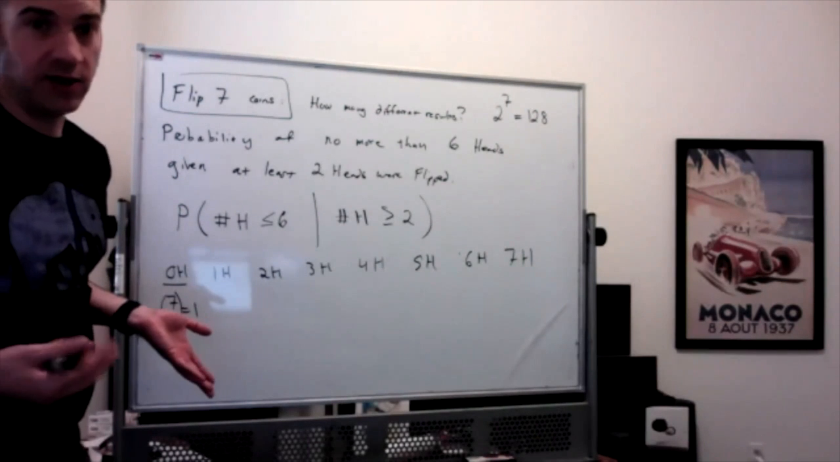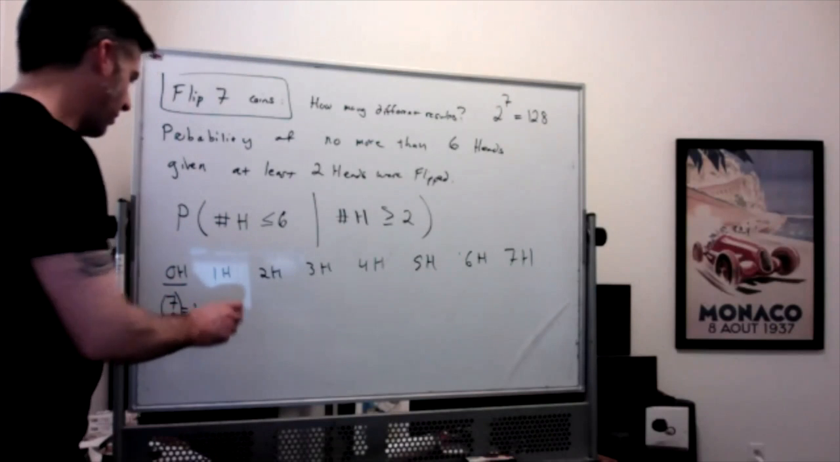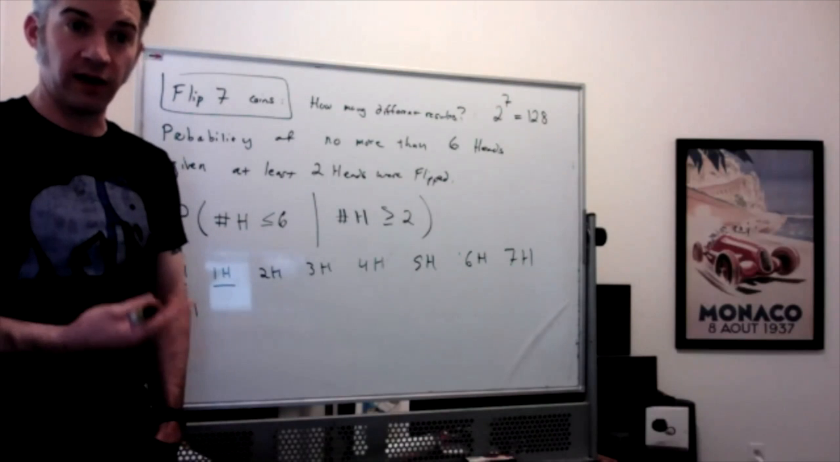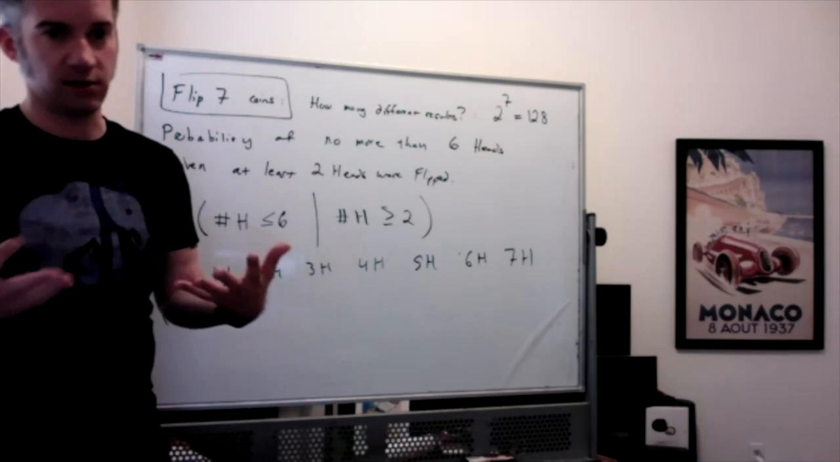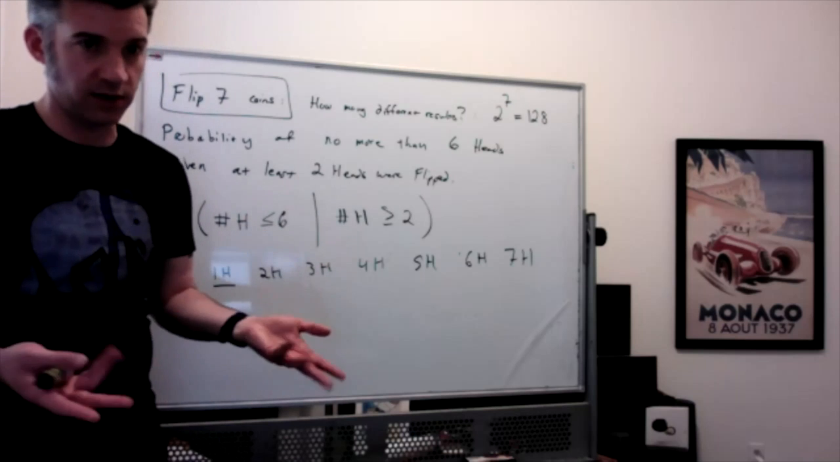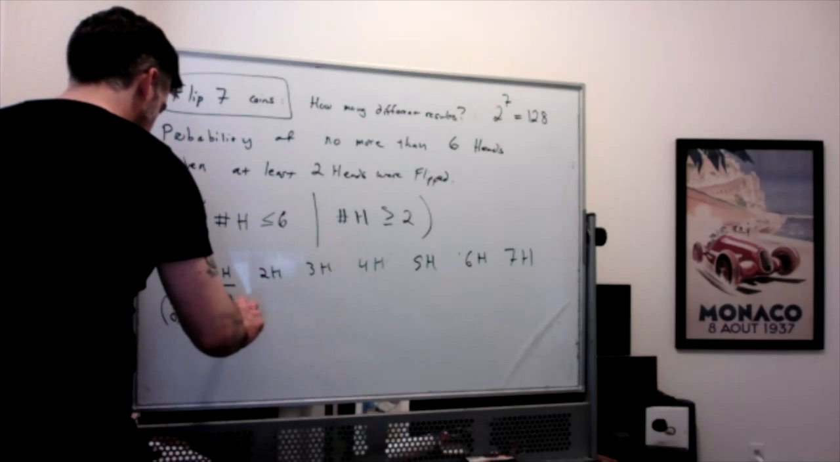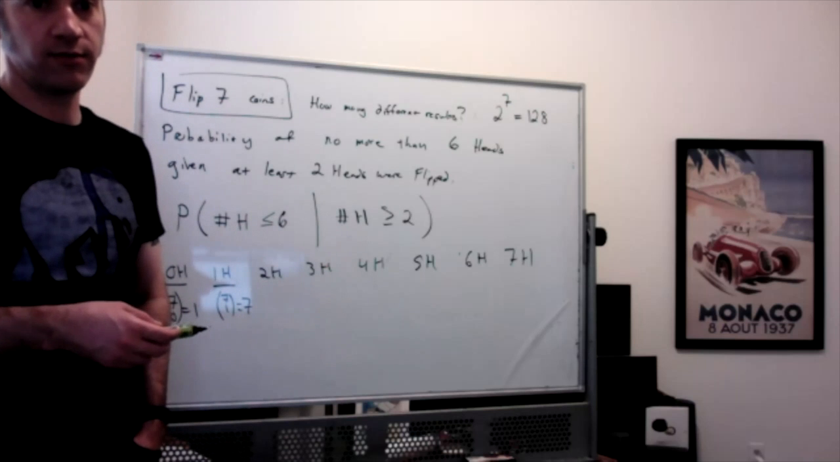All of them are tails, and there's only one way all the coins can be tails. But if I want to know how many ways there are of getting one head, well, now there's more than one way of getting one head. The first can be a head and the rest are tails. The second can be a head and the rest are tails. The third can be a head and the rest are tails. So there are 7 choose 1, which is equal to 7 ways that you can get one head.